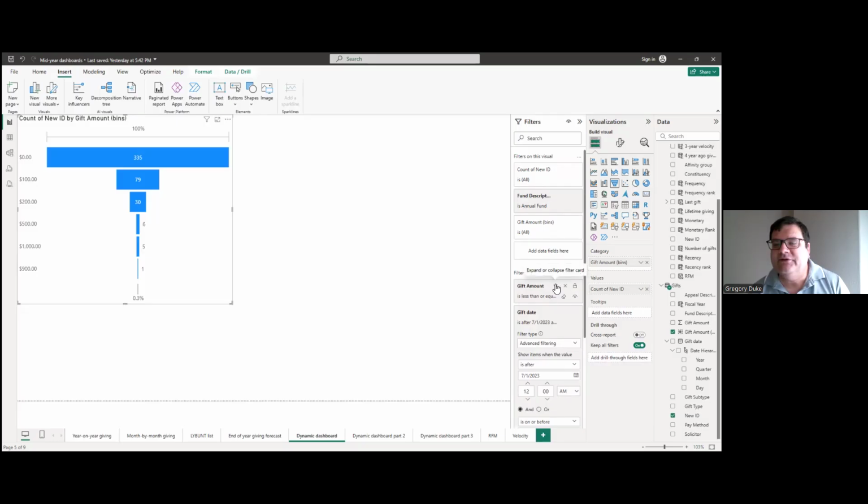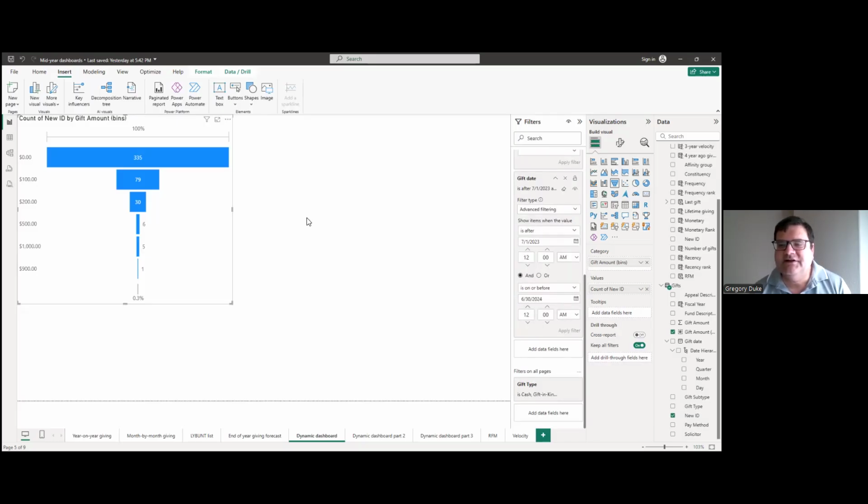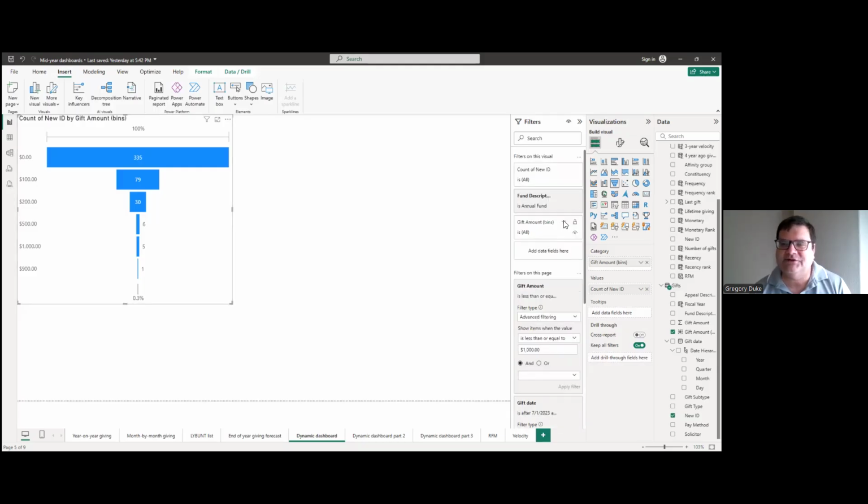And they have not given more than $1,000. So I've also excluded people who haven't given yet this fiscal year. So these are essentially LIBUNs who have given less than $1,000. And what we can see is that 335 people have given between $0 and $100. 79 have given between $100 and $200, and so on.